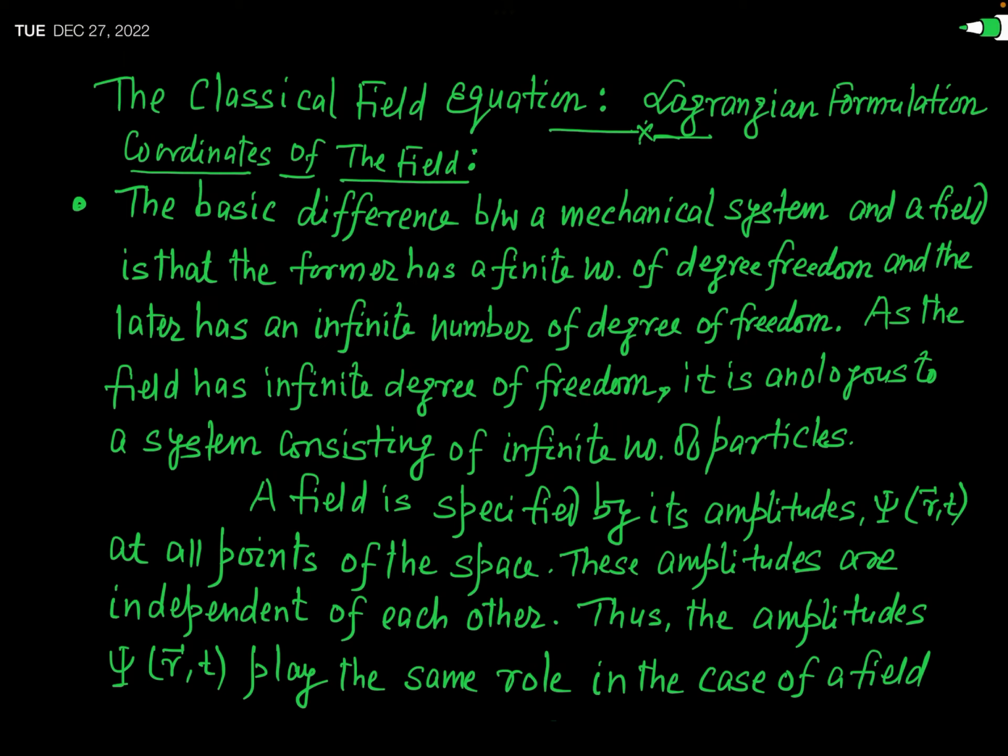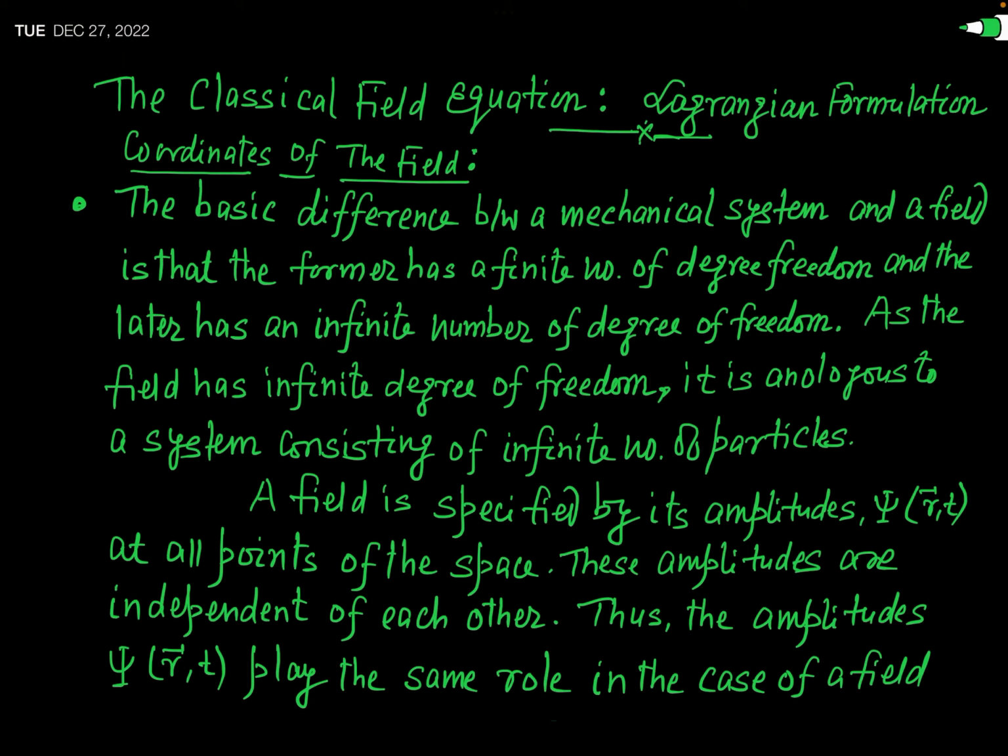So in field theory too, there are two classical field equations. One is called the Lagrangian formulation and another will be called the Hamiltonian formulation. Okay. So we will divide the lecture on classical field equation basically into two parts. First of all, we will obtain the field equation on the basis of the Lagrangian formulation of classical mechanics, and after that we will see the concept of the Hamiltonian formulation for the classical field equation.